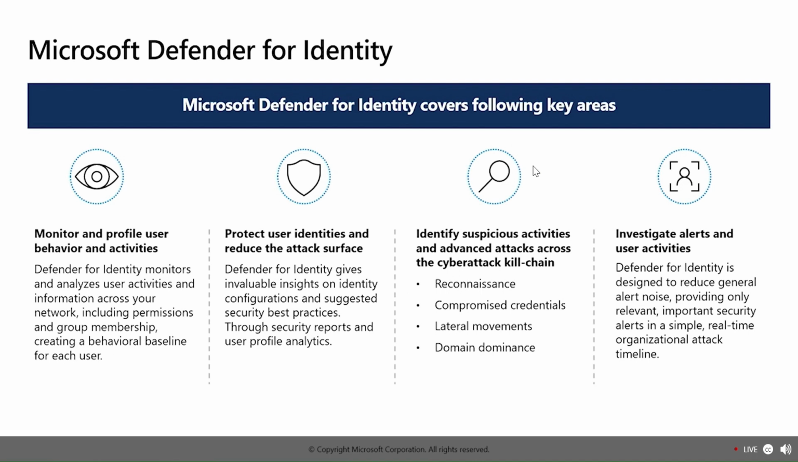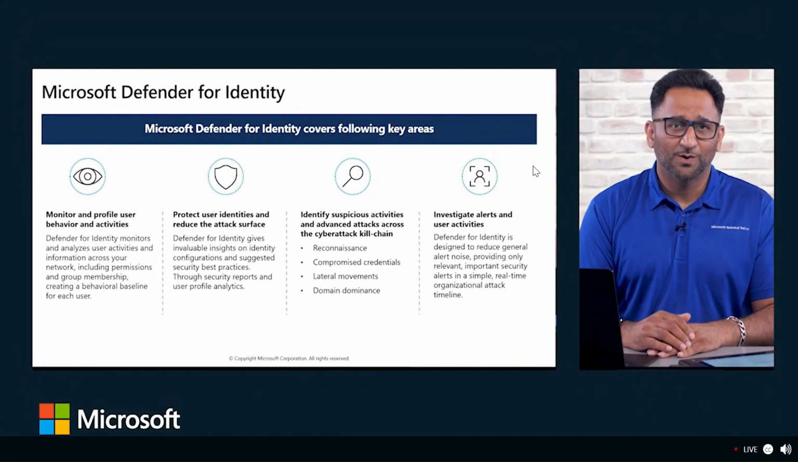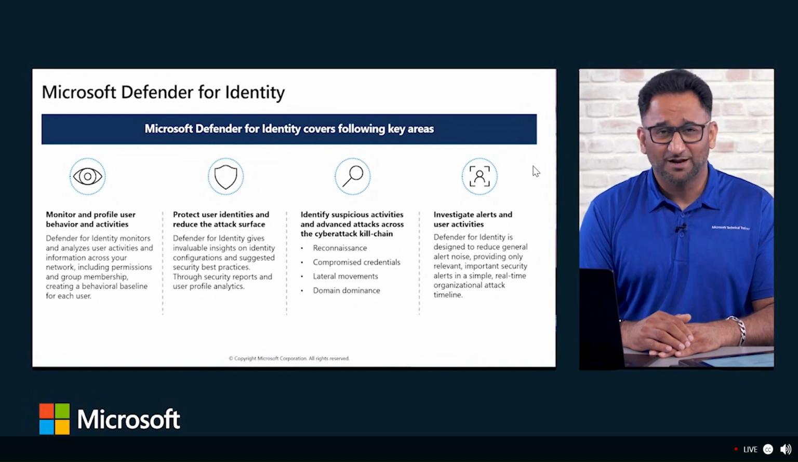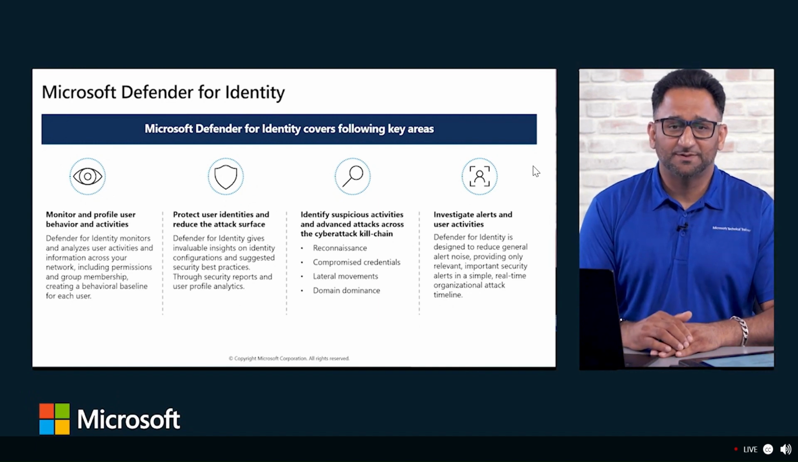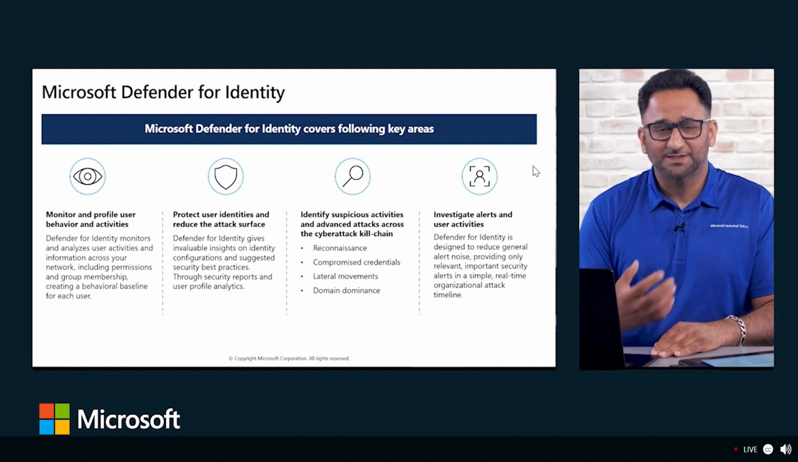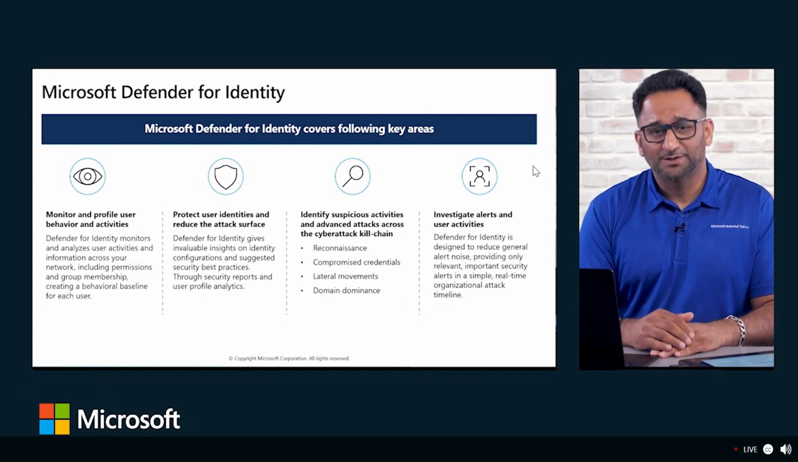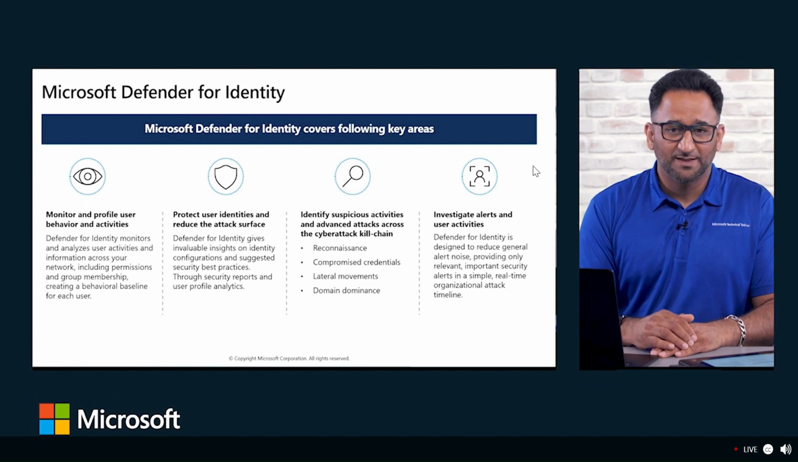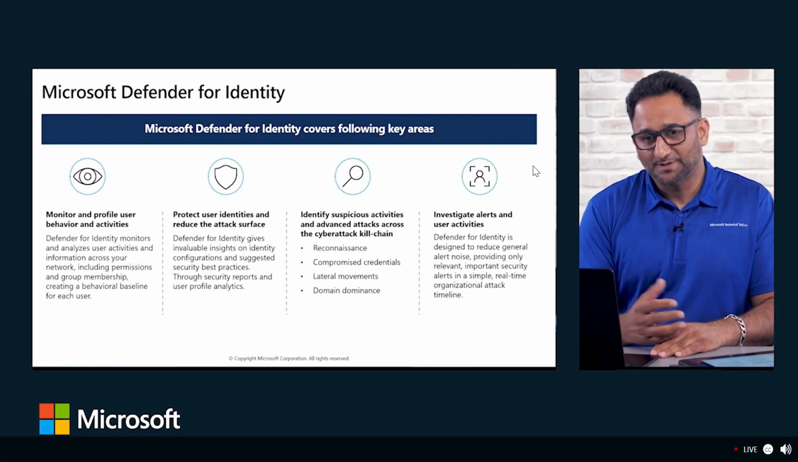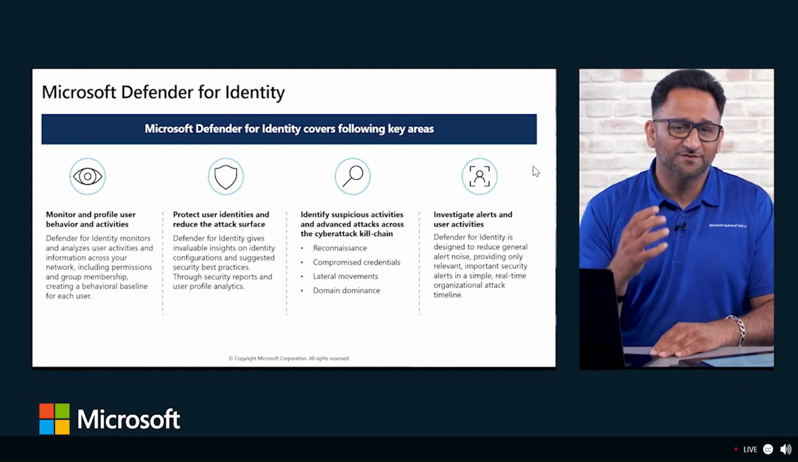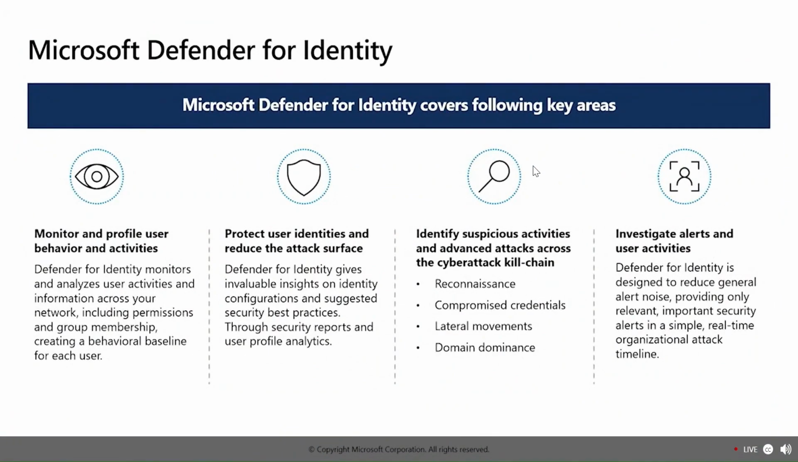Now, typically when an attack happens, malicious users or actors are looking to exploit any point of entry or targeting users with least privileges. This attack very quickly moves laterally and spreads across different areas, trying to gain more information that's more valuable. Now, this particular defense mechanism will stop this attack from happening from source throughout the kill chain by looking at reconnaissance, compromised credentials, lateral movements, and domain dominance. It also investigates alerts and user activities, and it reduces general alert noise by analyzing the data that it has and providing the relevant information, things that are more important in terms of security alerts.